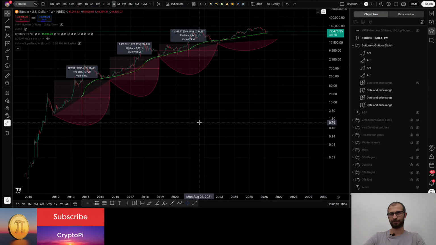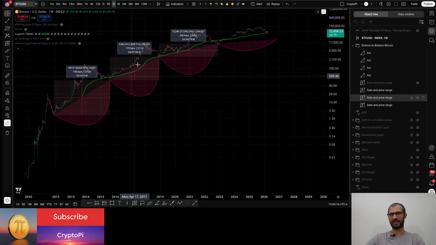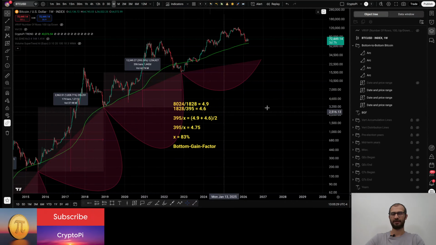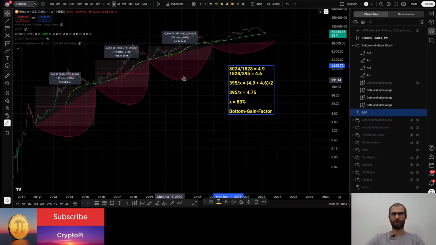The simplest way to identify this is we take ratios of the gains, the gain over this one divided by this one, then this one divided by this one. So what we get here is, 8,024 divided by 1828, we get the value 4.9. 1828 divided by 395, we get 4.6. Then we have 395, and we want to identify the x.